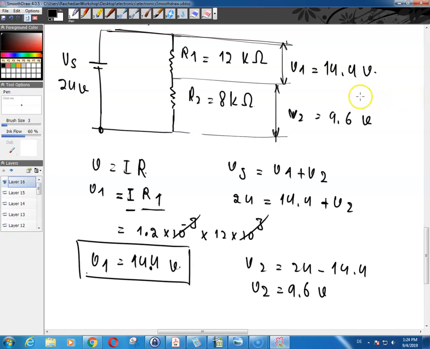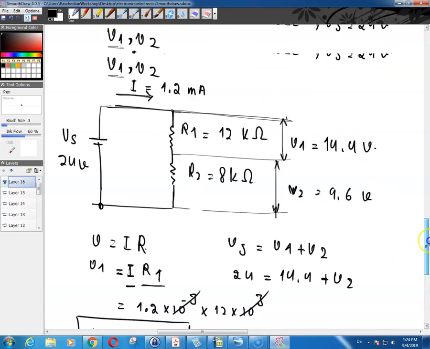So then these two voltages added together, 14.4 plus 9.6, must give you 24 volts, which is your supply voltage. So, okay, the answer is correct.